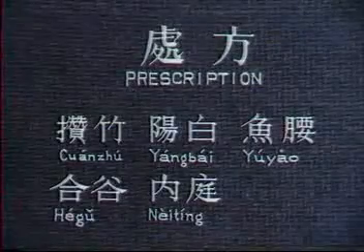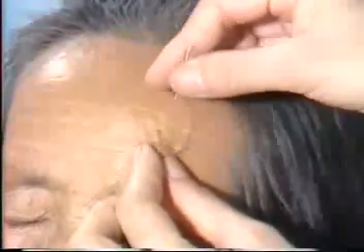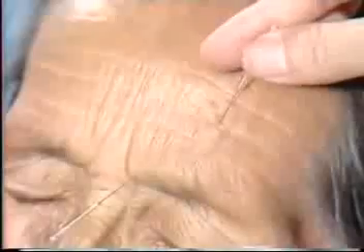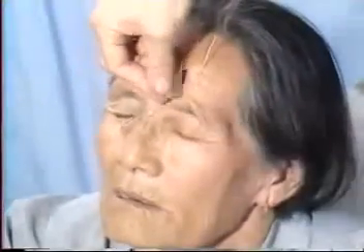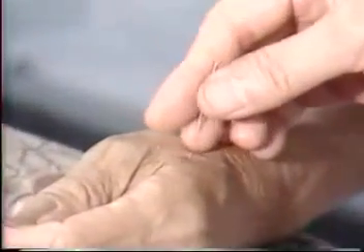After routine sterilization, puncture Cuanzhu, BL 2, Yangbai, gallbladder 14, and Yuyao, extra point, to remove obstructions in the forehead area. Puncture Hegu, large intestine 4, and Neiting, stomach 44, in the same way as was done with upper jaw pain.